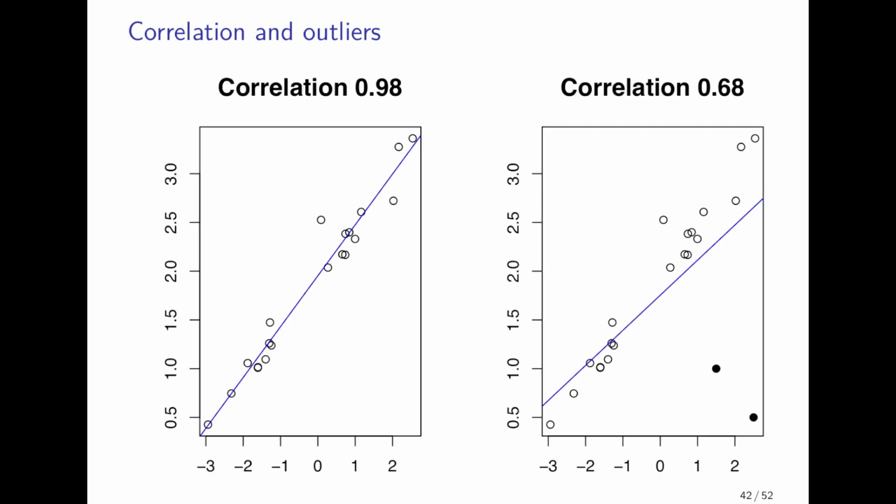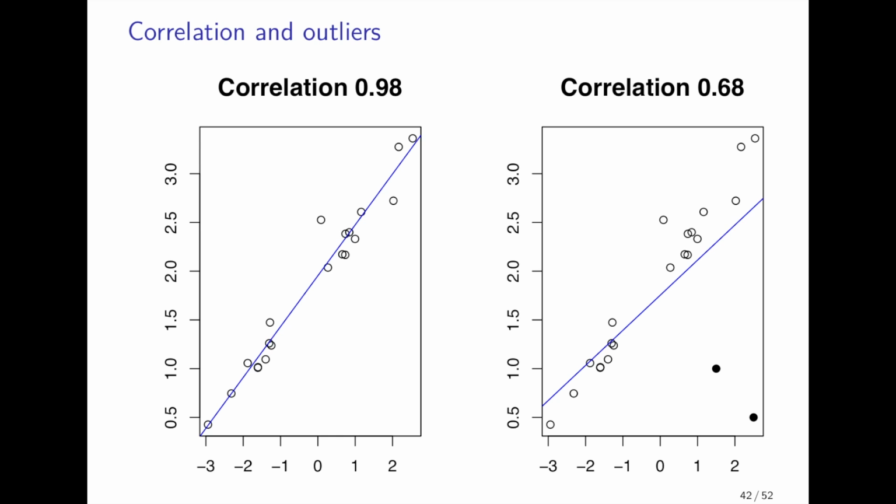Now the Pearson correlation is also sensitive to outliers in your dataset. This is something that you have to be aware of. On the left, we have a scatter plot and then a trend line. So two variables with correlation 0.98. So almost perfect correlation, very close to 1. You see indeed that very strong positive correlation.